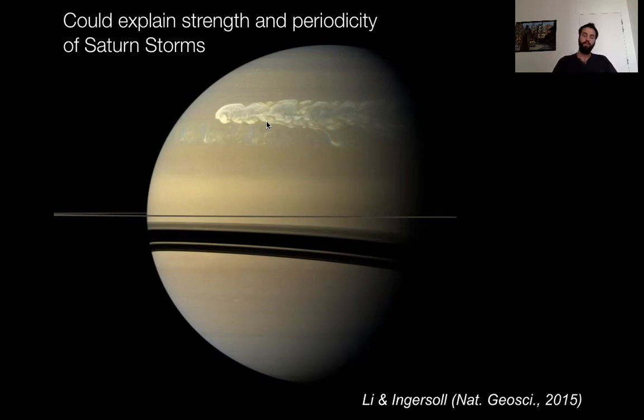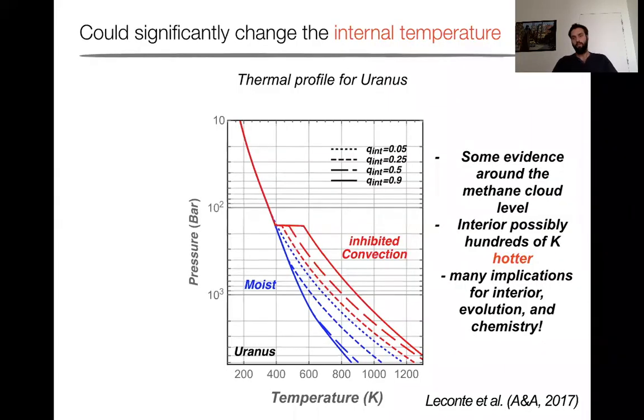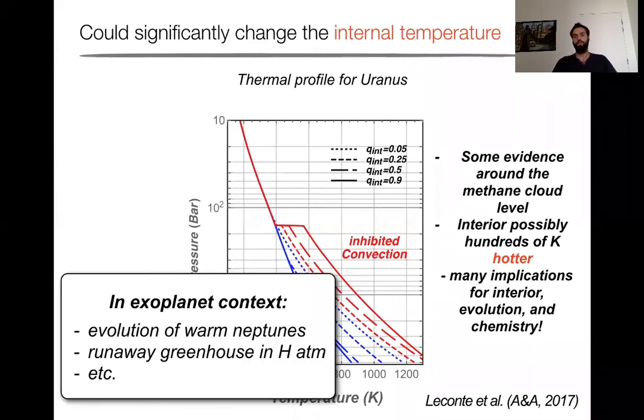So that's a pretty interesting thing to pursue, and I think it's really important to get that if you want to have a robust convection scheme. Of course, it's going to be even more important for Uranus and Neptune because we're really talking about a lot of enrichment. In the context of exoplanets, think about the evolution of warm Neptunes, where you could have a lot of water in a hydrogen-dominated atmosphere. It has also been discussed what would happen in a runaway greenhouse in an H2-dominated atmosphere.